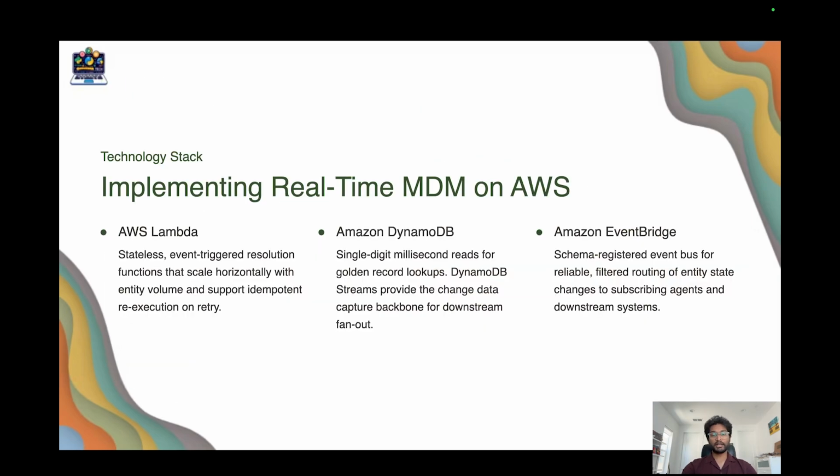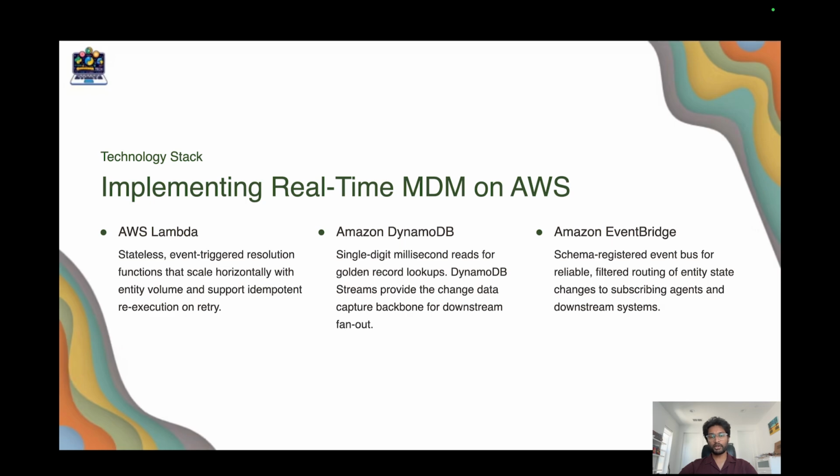Now, quickly, the building blocks, because this room knows these services and I do not need to sell them. Lambda for the resolution itself. Stateless, event triggered, scales with the firehose, and critically, it reruns safely when an event is retried. DynamoDB as the golden record store. Single digit millisecond reads, and its change streams are the backbone of our change data capture. EventBridge as a nervous system, a schema registered bus that routes the right entity changes to the right agents. None of these are exotic. The architecture is the point, not the logos.